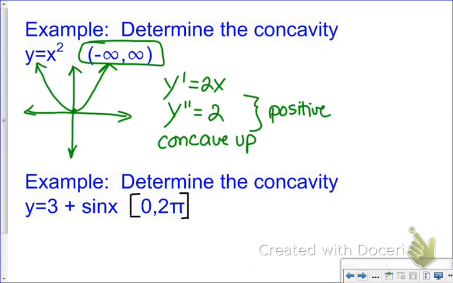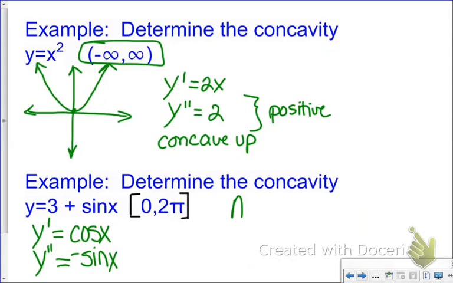I'm going to let you graph the second one from 0 to 2 pi only. Determine the concavity of 3 plus the sine of x, and then we'll see what you come up with. All right, so the function is going to change concavity at pi, because that's where the second derivative is equal to 0.